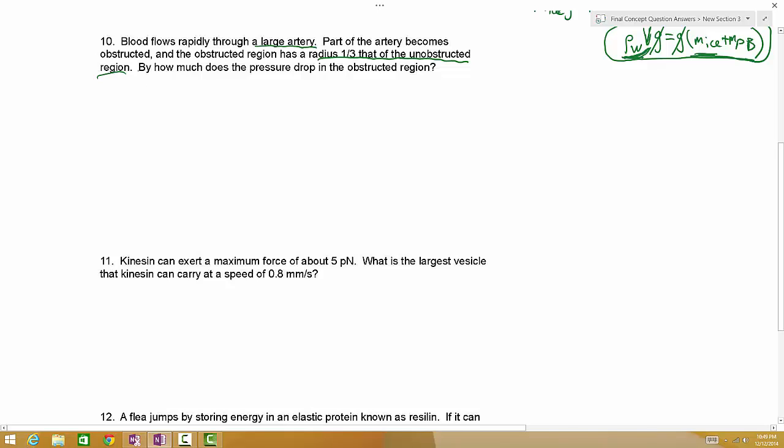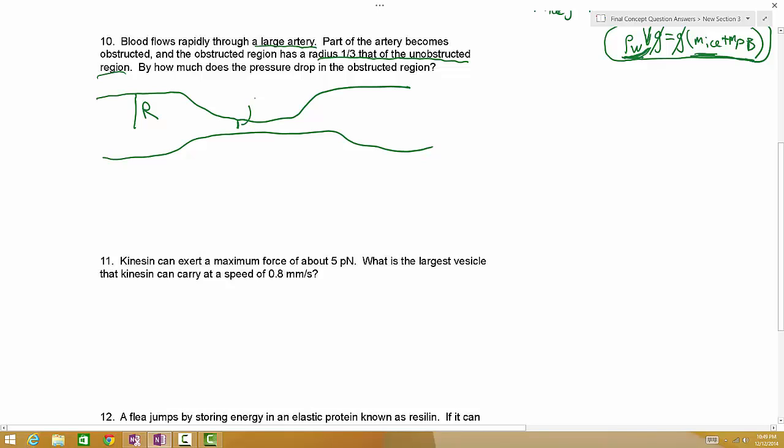Okay, so before they ask the question, I'm going to draw a picture. So we have the large region, obstructed region, large region. I'm sorry, horrible drawing there. Let's say that the radius is r over here, and then in the obstructed region, the radius is r over 3, as it tells us. Now the question is, how much does the pressure drop in the obstructed region?